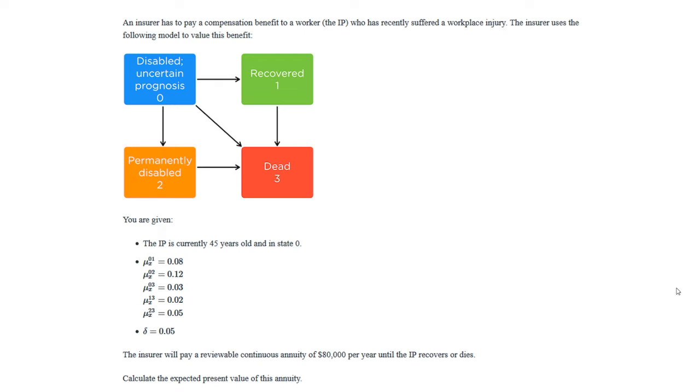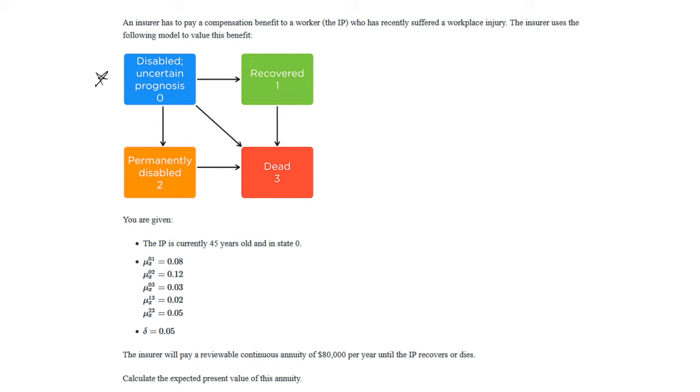Given an insurer has to pay compensation benefit to a worker, the IP, who has recently suffered a workplace injury, the insurer uses the following model to value this benefit. So the IP is currently 45 years old and is in state 0.